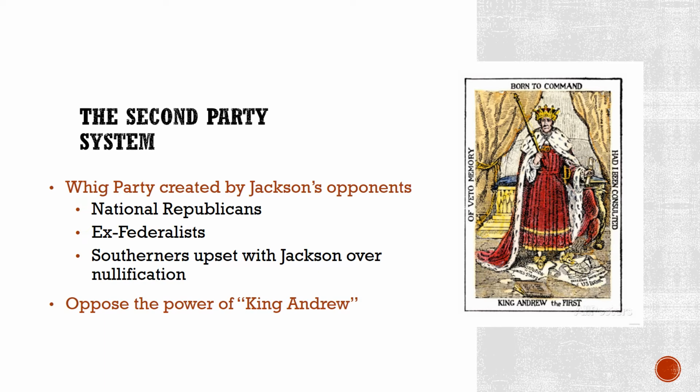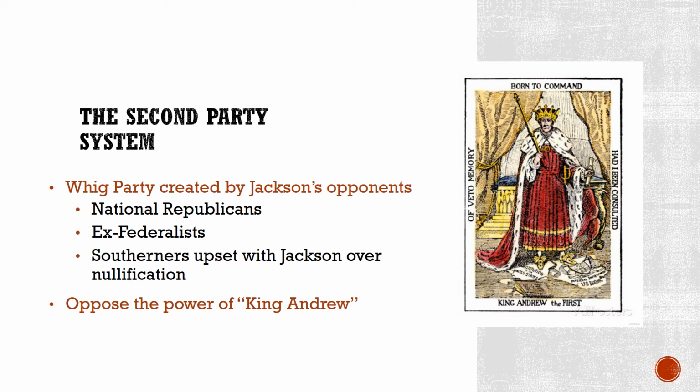So when we take a look at who makes up the Whig Party, it's actually three major factions coming together to create this party. First, the National Republicans led by Henry Clay. We've already talked a lot about Henry Clay. He is going to be with us throughout the next couple of decades.